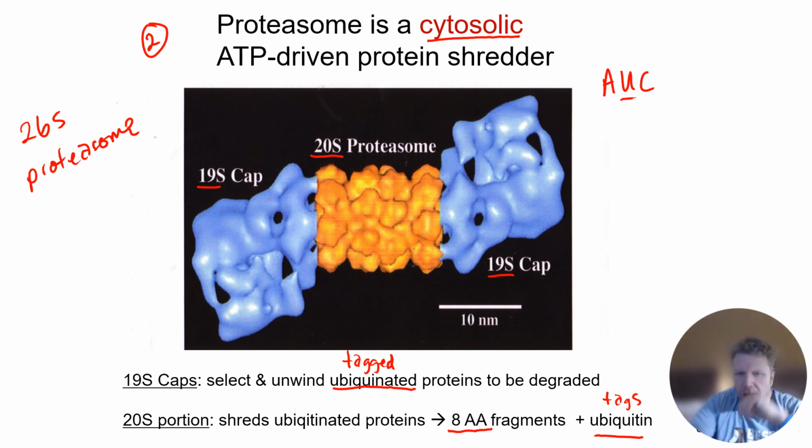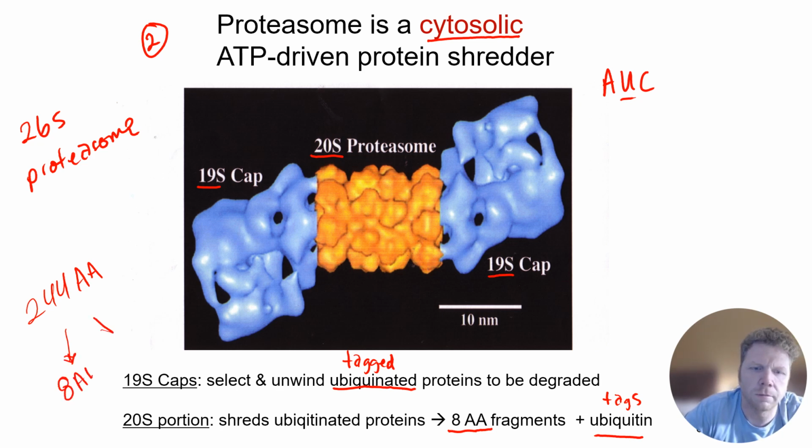So essentially we're going to break up these proteins into short fragments. If you have a protein that's 244 amino acids, it's going to be broken up into lots of 8 amino acid long chunks and UBQ, or ubiquitin. Those 8 amino acid long chunks are going to be a little bit easier to process by the remainder of the cell. But the 26S proteasome is breaking them up into those 8 amino acid long fragments.